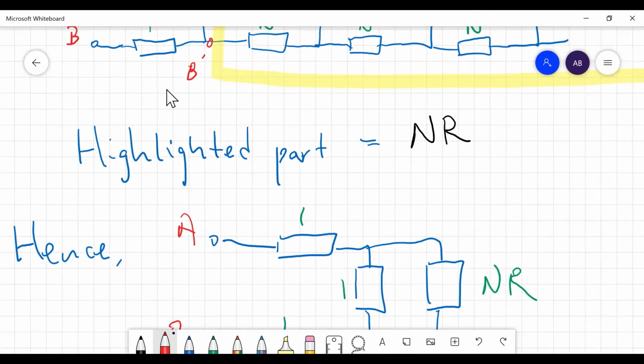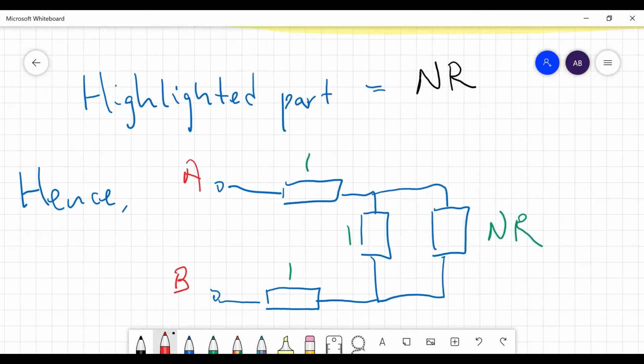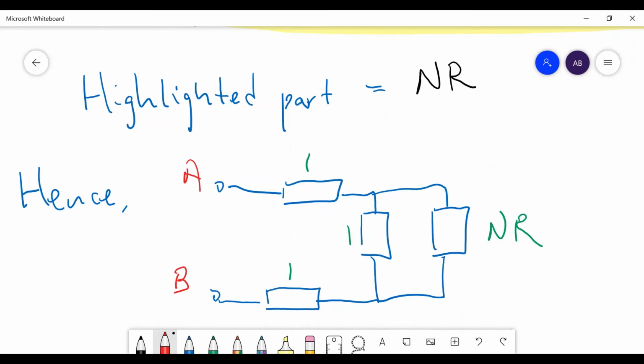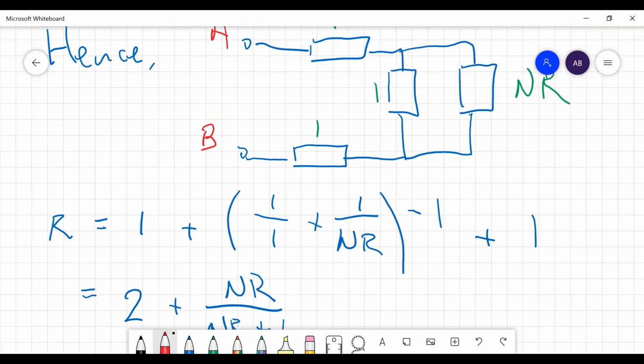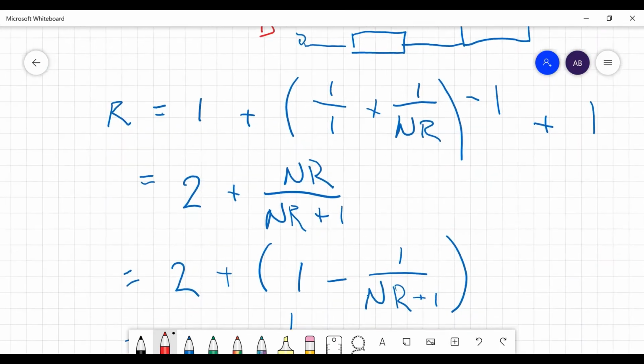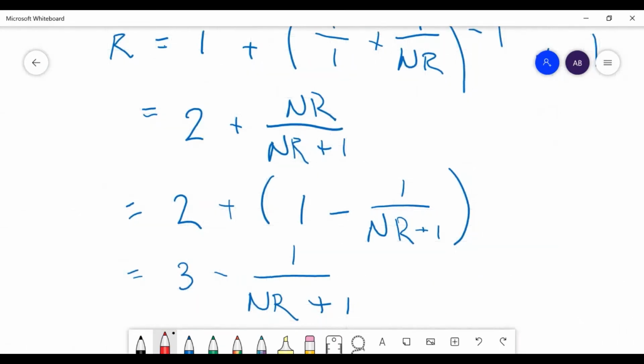And now you can simplify the circuit into something that is really easy to solve. Over here, R would just be equal to this circuit that also includes a function of R in one of its components. That is new, but it is not difficult to solve. So we use our standard formulas for resistors in series and in parallel. And eventually what you get is that R equals 3 minus 1 over (nR plus 1).